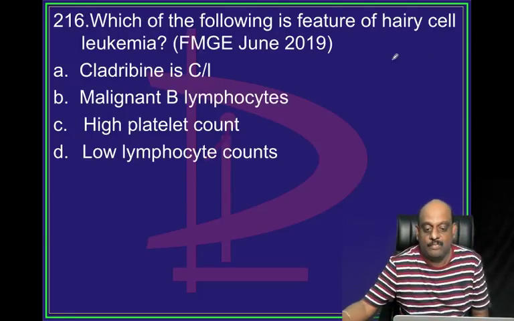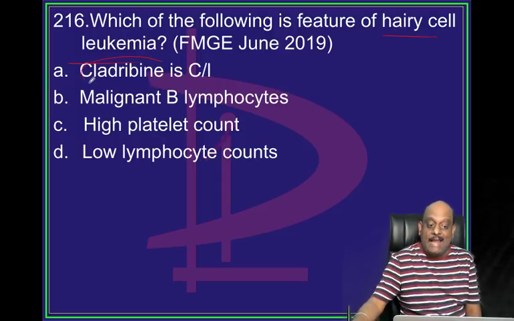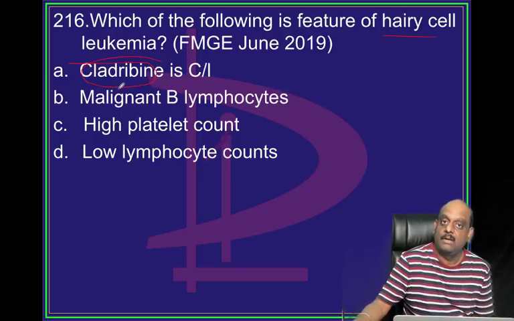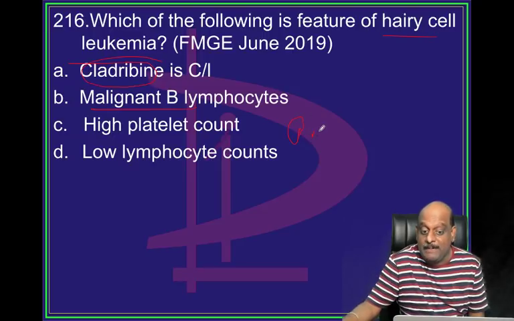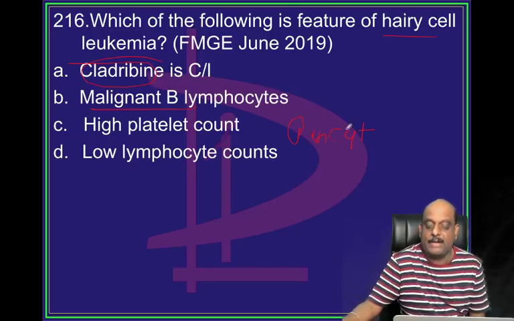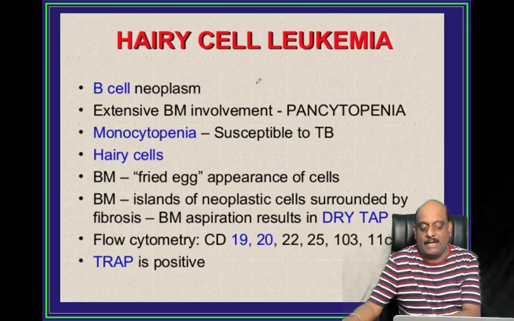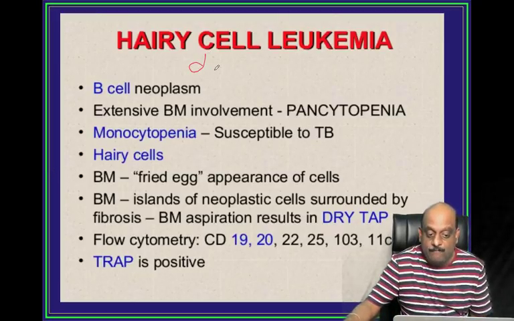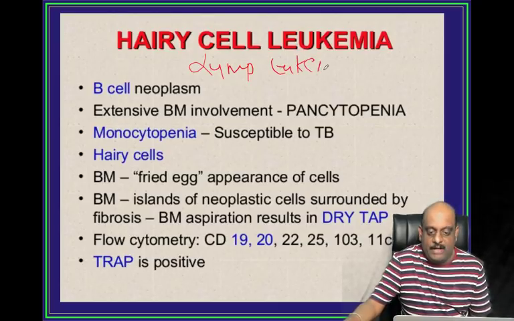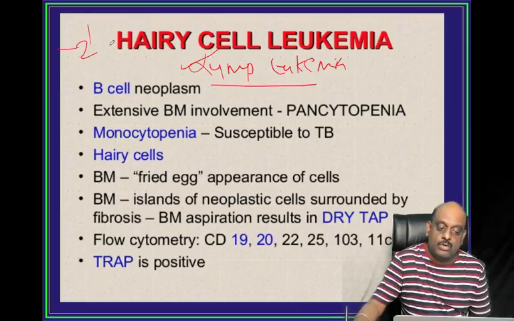Now, hairy cell leukemia, we use cladribine as a treatment. Then, pancytopenia will be there, not high platelet count, low platelet count. It originates from the malignant B lymphocytes. Once more, doctor, are you ready? Lymphoma leukemia. Definitely one question will come, doctor. Take two questions, two questions will come.